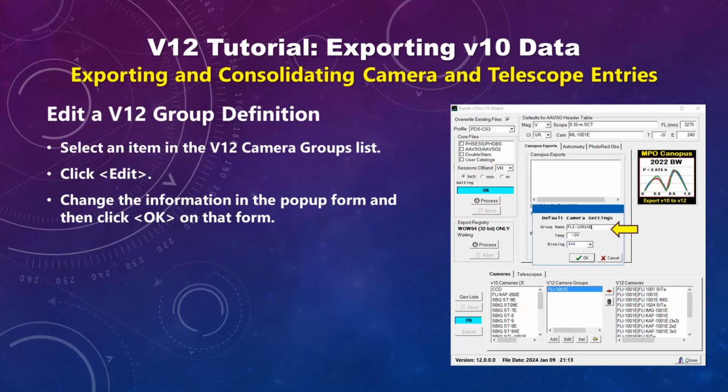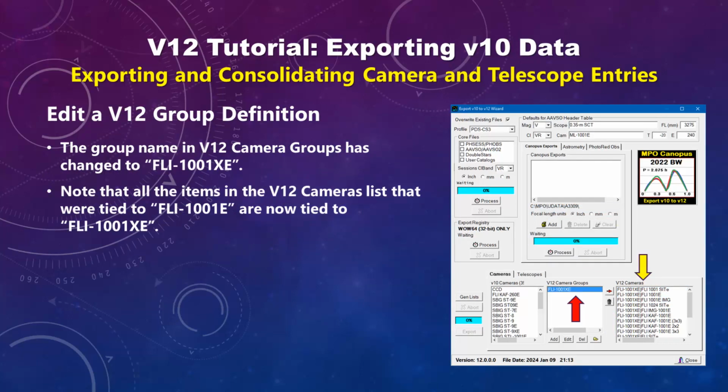If you want to change the name of a group, but not the cameras in it, click the name of the group on the version 12 camera groups list. Click the Edit button to display the previously seen group information form. Make any changes you want and then click the OK button on the form. Note that the group names in the version 12 cameras list have been changed, and that group name has changed in the version 12 camera groups list.